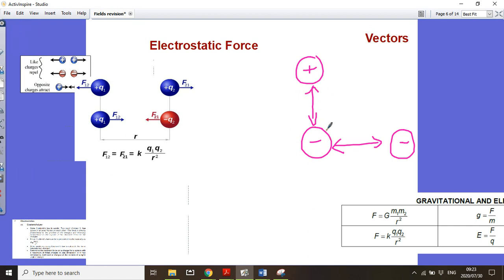I always say, please work out these forces separately, because if they ask you for the net force acting on this one here, the net force acting on the orange charge over here, then you have to look at all the forces acting on that charge. And force diagrams can never be left out.